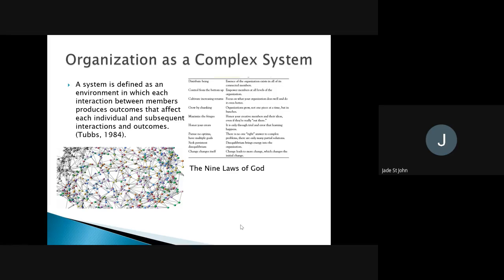Let's see, next one. Yeah, I have a question though. Yes. What does God have to do with organizations? You could just repeat your question there. What does God have to do with organizations? Is it basically what he came across? You're talking about the 9 laws of God? Yeah.